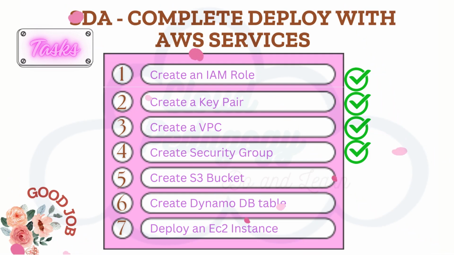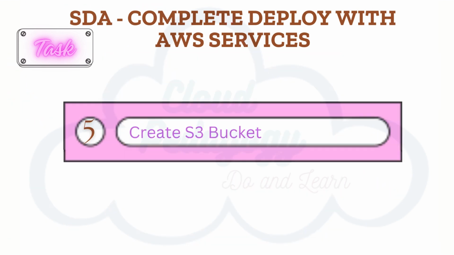Good job! You have successfully created security group rules for your application. In task 5, we are going to create an S3 bucket to store our application photos. S3 is an object storage built to retrieve any amount of data from anywhere. In our case, we need to create the S3 bucket that will be utilized by the application to store the student photos. So let's create it.